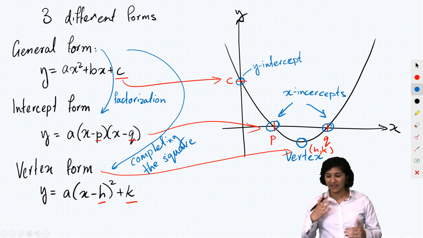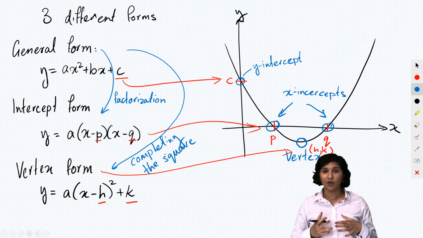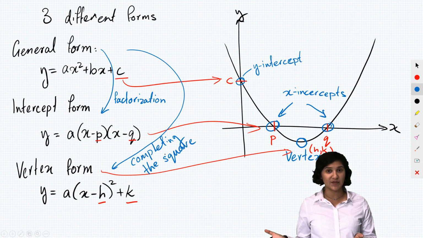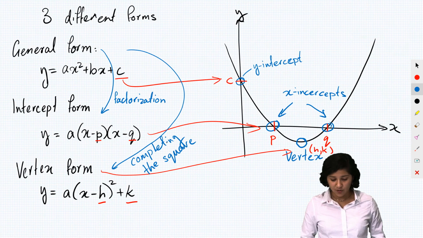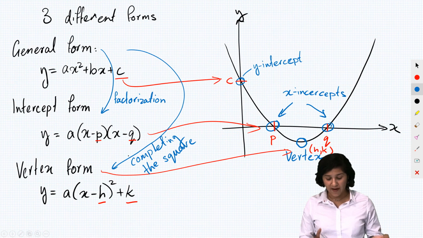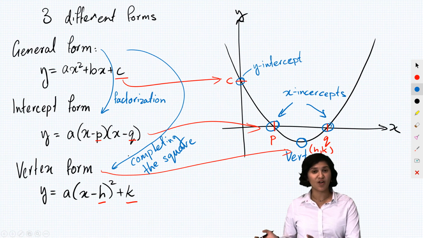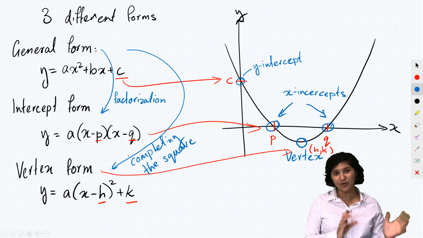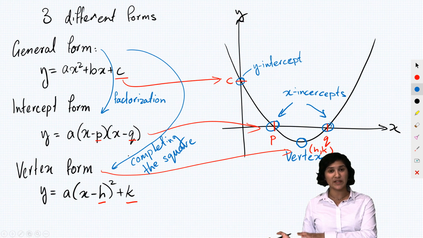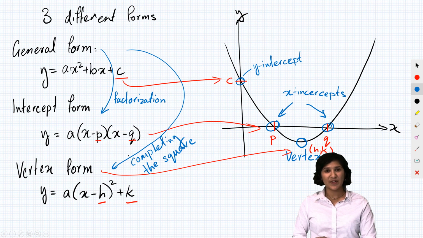So that kind of gives you a bit of context for the skills that we're going to be learning in the next few videos. And just remember that these techniques are used so that we can find the important features of the graph. So we get it into different forms so that we can use those forms to find the points on the graph.